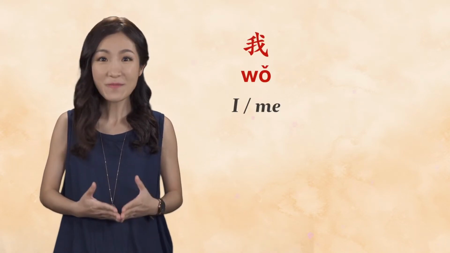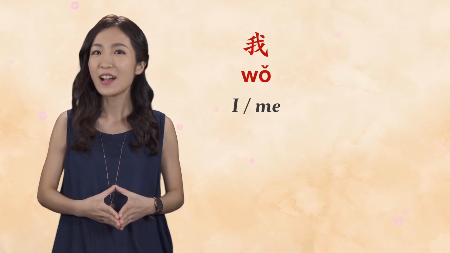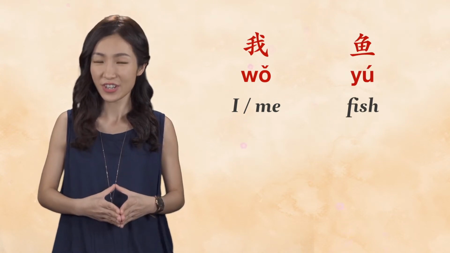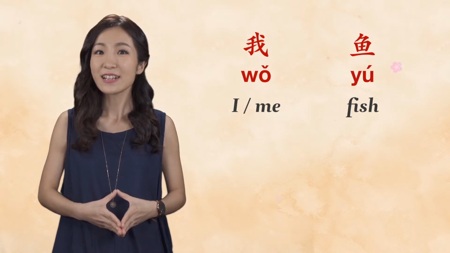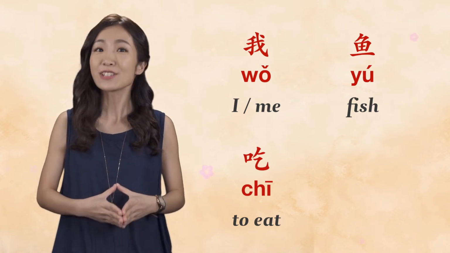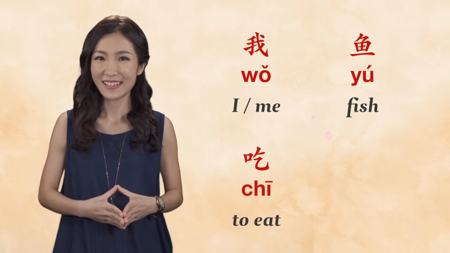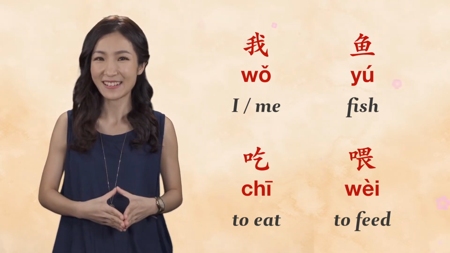Take a look at the sentences below. First, I'll introduce some vocabulary we'll use in the sentences. 我, I, or me. Pronounce with me. 我. 鱼, fish. Pronounce with me. 鱼. 吃, to eat. Pronounce with me. 吃. 喂, to feed. Pronounce with me. 喂.